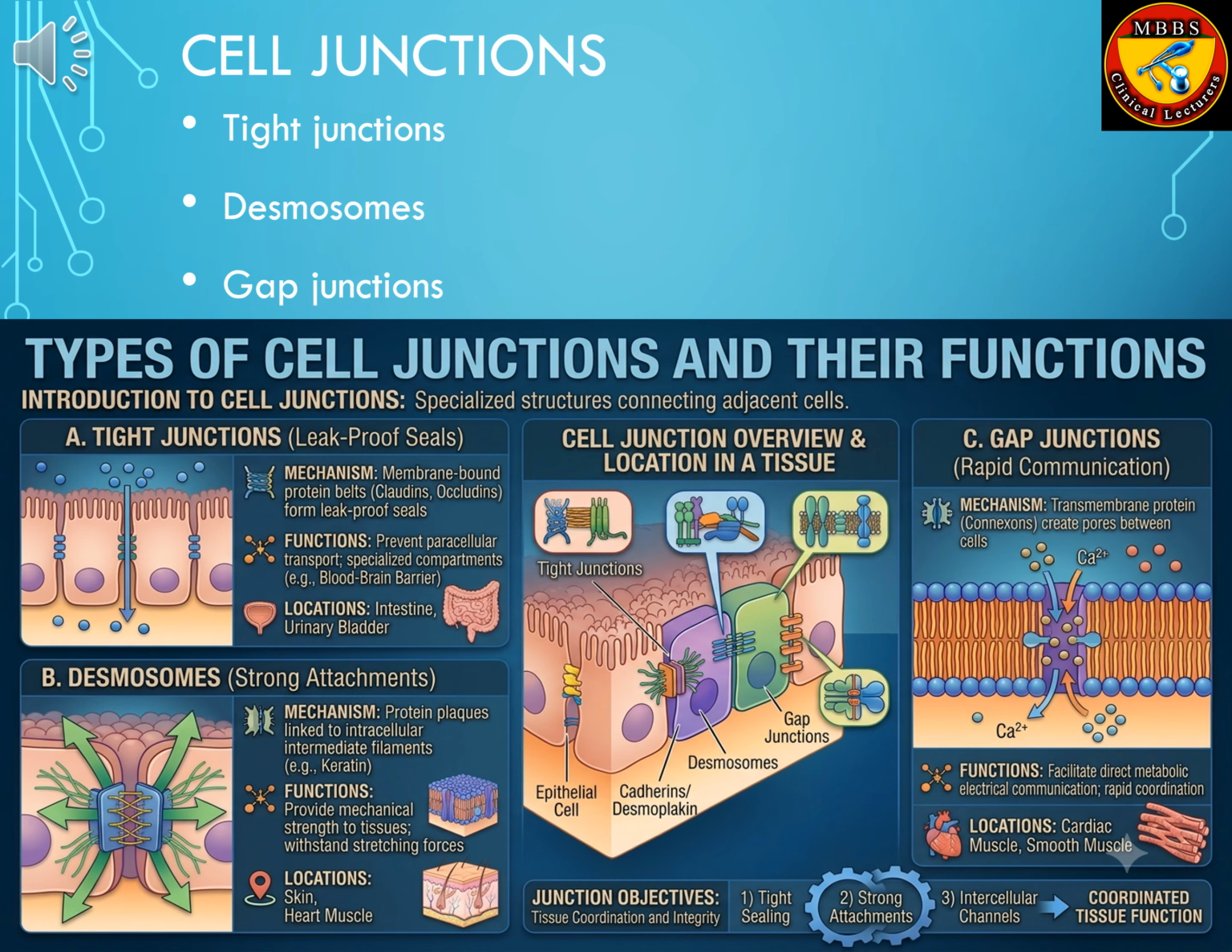Cell junctions. Cell junctions are specialized structures that connect adjacent cells. Tight junctions create a leak-proof seal between cells and prevent unwanted substances from passing between them. They are common in the intestine and urinary bladder. Desmosomes provide strong mechanical attachments between cells, allowing tissues such as skin and heart muscle to withstand stretching forces. Gap junctions form channels that allow ions and small molecules to move directly between neighboring cells, enabling rapid communication, especially in cardiac and smooth muscle tissues. Together, these junctions maintain tissue integrity and coordination.